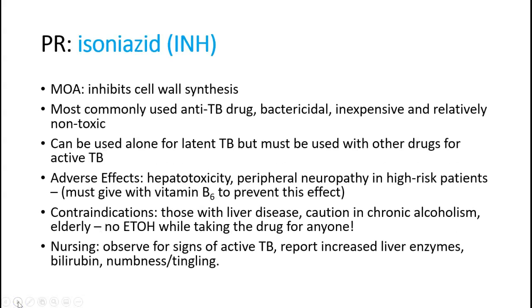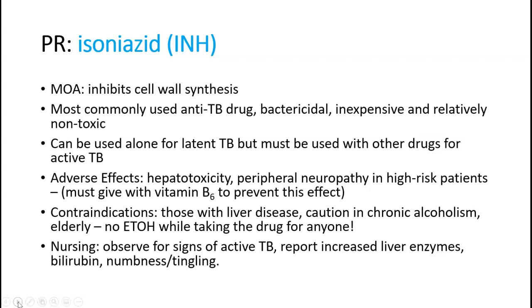Okay, our first prototype here is isoniazid, INH. This drug has been around for eons. Its mechanism of action is that it inhibits cell wall synthesis. It is the most commonly used anti-TB drug. It's bactericidal and inexpensive and relatively non-toxic. So really popular drug. And I've actually had a number of students be on INH for latent TB that's been discovered.